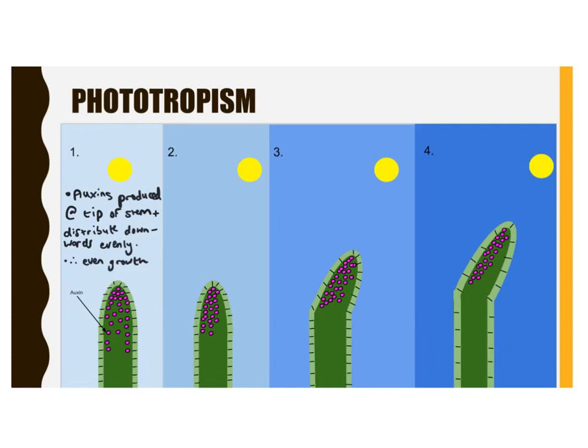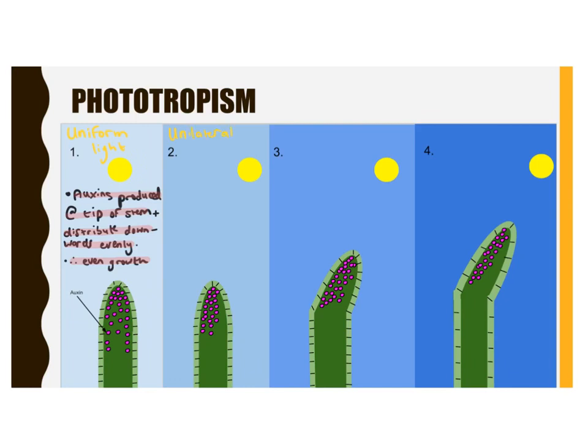So in picture 1, we have uniform light, meaning the light is not coming from one particular side, it's directly above the plant. So all sides of the plant will be exposed to sunlight evenly. So this is where we start with our answer. We say auxins are produced at the tip of the stem and they move downwards evenly, which means the stem experiences even growth. In the next picture, you have unilateral light.